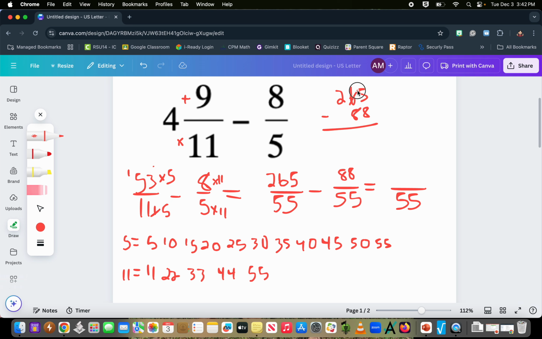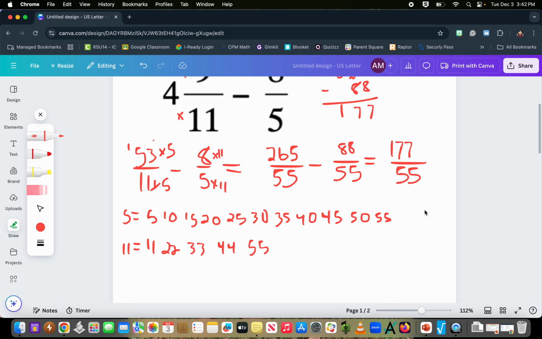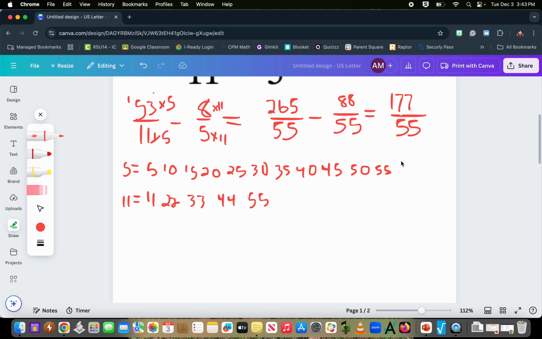So I need to borrow here. This becomes a 5. So 15 minus 8 is 7. I need to borrow again. 15 minus 8 is 7. 1. I get 177 over 55. So I'm not done yet. Again, this process and this way does take a little bit longer. Now I need to divide this out to put it back into a mixed number.